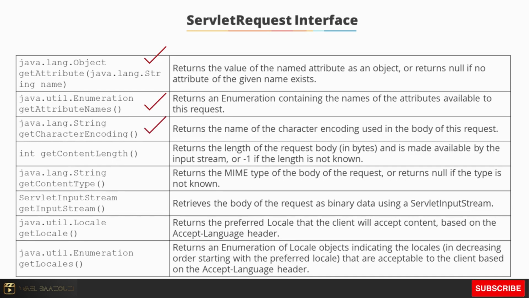getCharacterEncoding, which returns the name of the character encoding used in the body of the request. getContentLength, which returns the length of the request body in bytes. getContentType, which returns the MIME type of the body of the request. getInputStream, the servlet input stream, which retrieves the body of the request as binary data. getLocale, which returns the preferred locale that the client will accept. getLocales, which returns an enumeration of the locale objects.